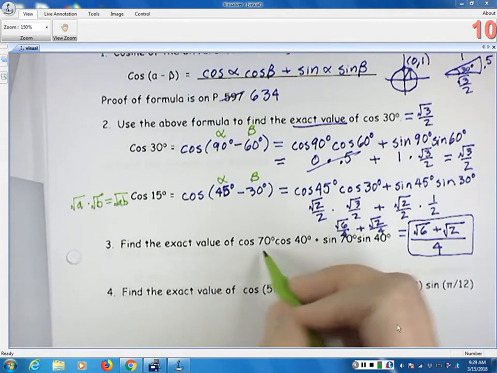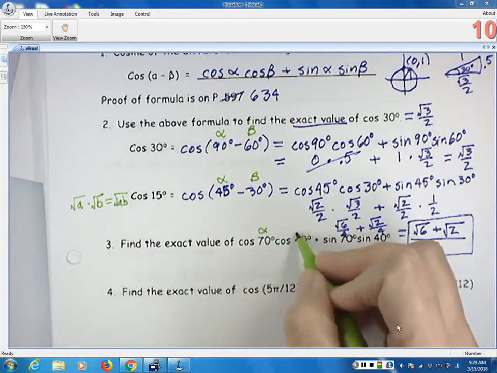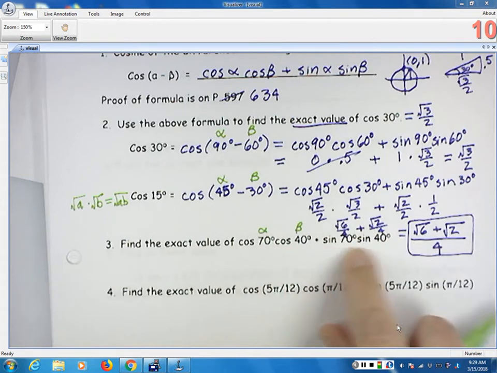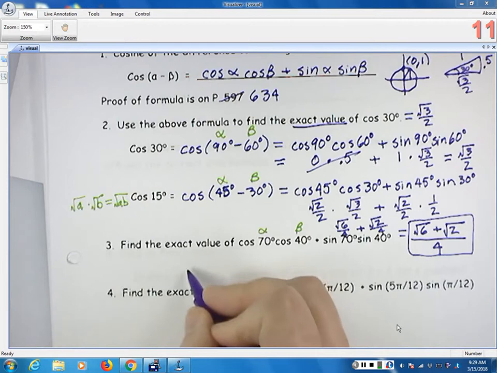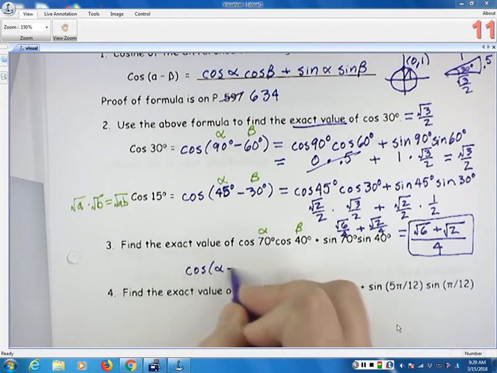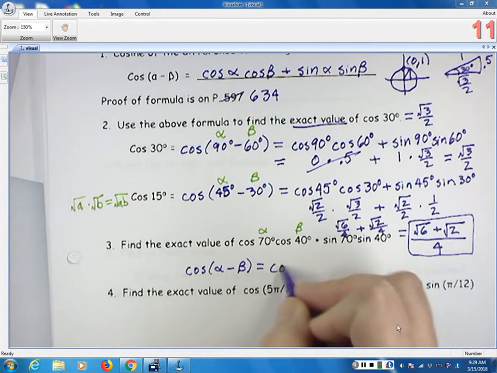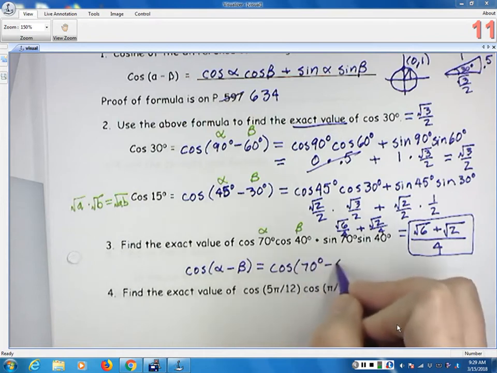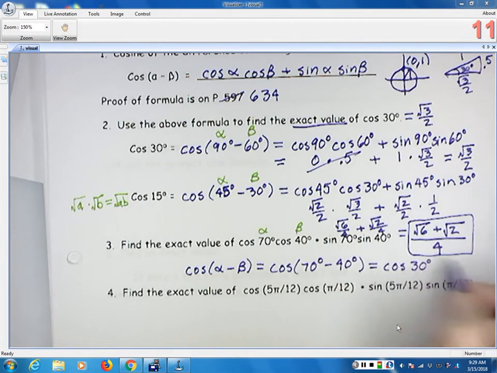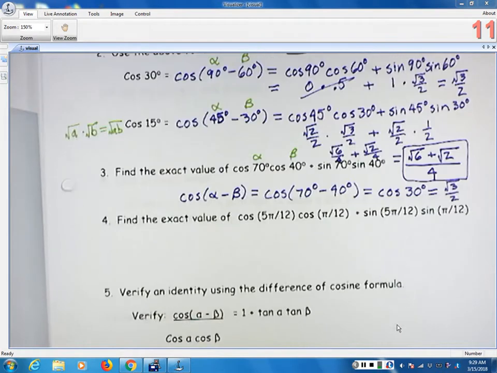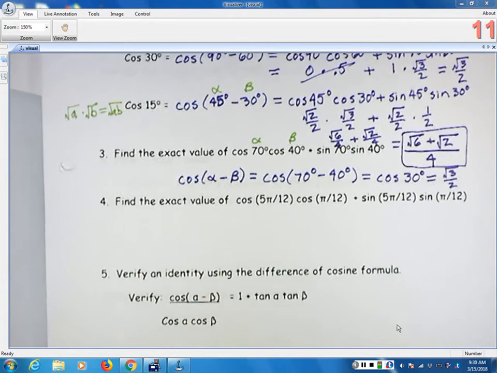If you make 70 degrees alpha and 40 degrees beta, this is the same formula. It's going to be equal to cosine of alpha minus beta, which is cosine of 70 degrees minus 40 degrees, which is cosine of 30 degrees. And we can find that on the unit circle, square root of 3 over 2. Well, we should be able to find that without our unit circle too. Okay? Alright, another one, we're working backwards.